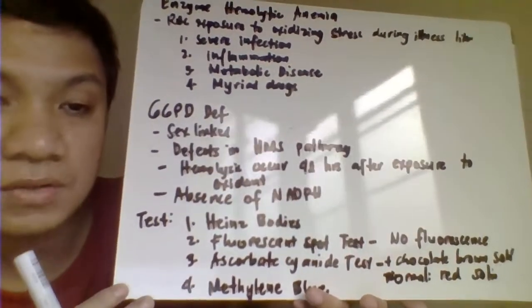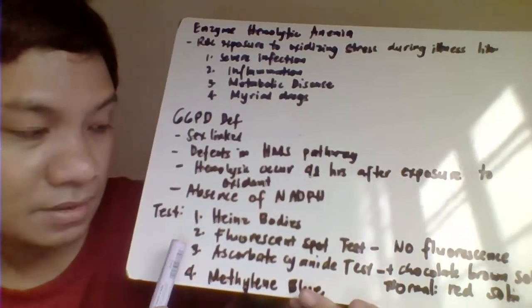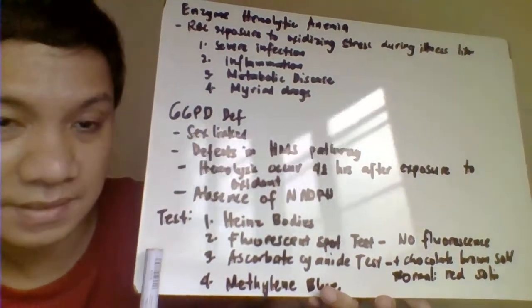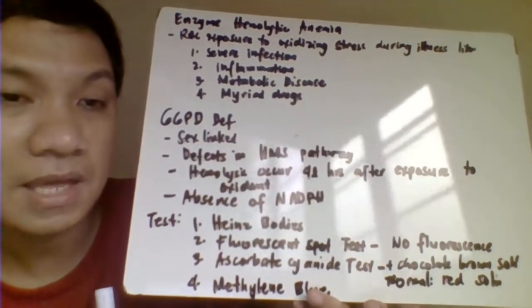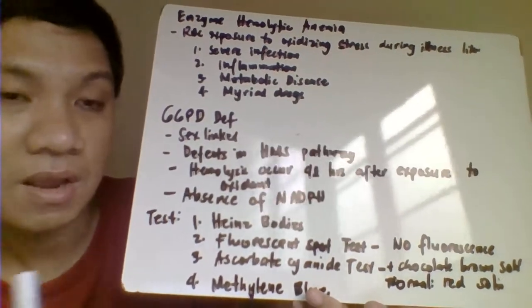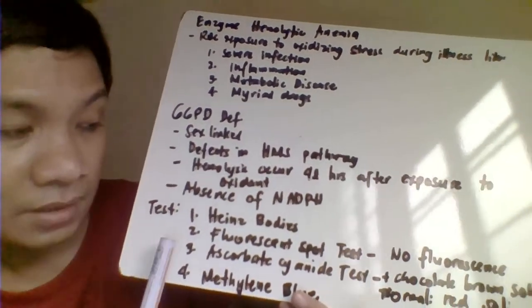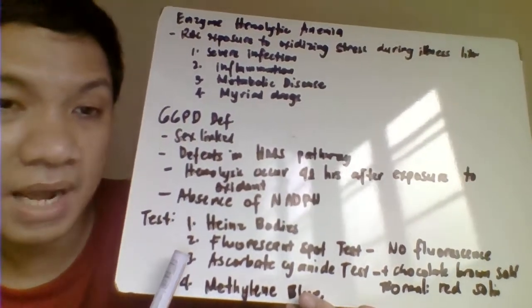We have here the tests to diagnose someone with glucose 6-phosphate dehydrogenase deficiency. First one, we have your Heinz bodies. Heinz bodies are precipitated globin that forms because of the exposure to your oxidizing agent, in the absence of your glucose 6-phosphate dehydrogenase enzyme. Another one, we have your fluorescence spot test.